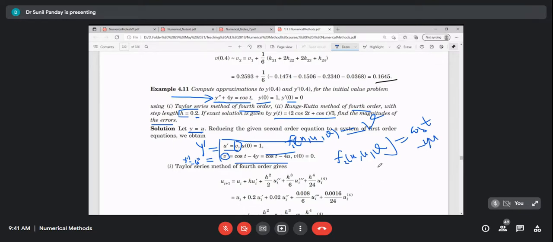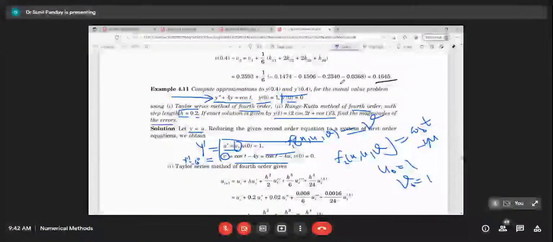This one is equal to v, and this one is cos t minus 4u, and then the initial values are u naught equals 1 and v naught equals 1, as y dash is given as 0, sorry, it's 0. So y dash of x naught is 0, and x naught is here 0. And h is also given in the problem as 0.2.